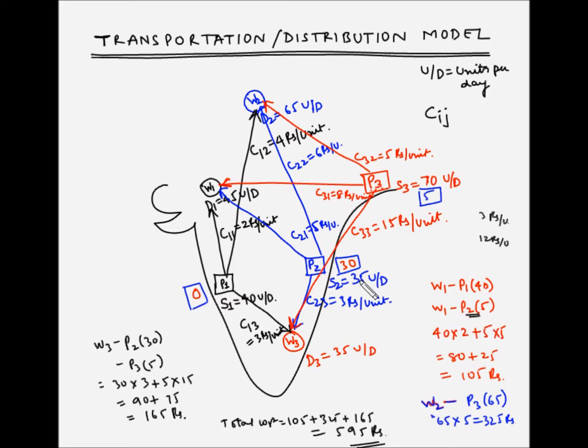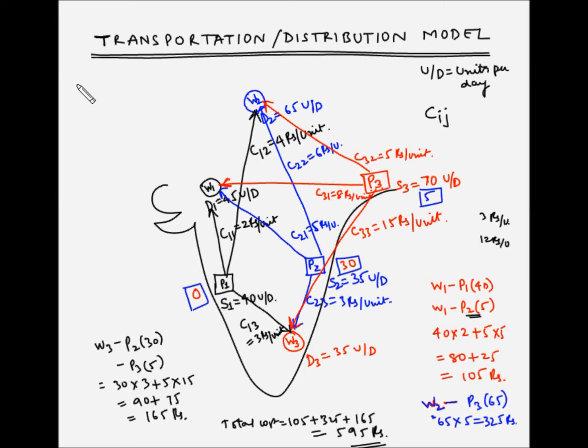So what I'm saying is that instead of taking these 5 units from P2 to W1, if we had taken 5 units from P3 to W1, then we would have 35 units available here, and all these 35 would have gone to W3 at a cost of rupees 3 per unit instead of 5 units coming from P3 to W3 at 15 rupees per unit. So let's see how that would have worked out.